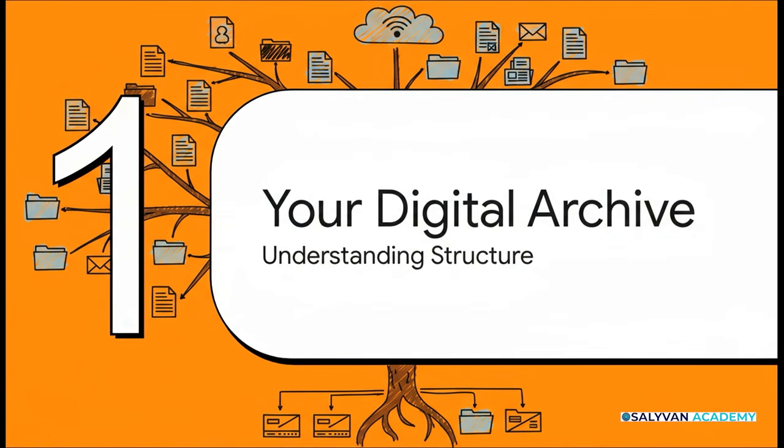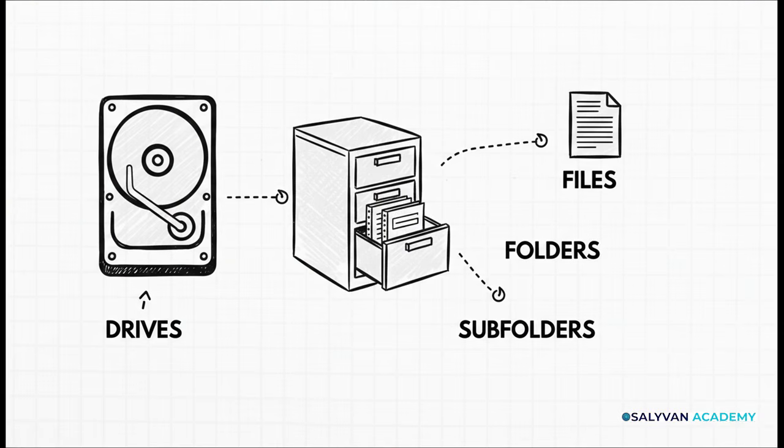Okay, first up, let's really get a handle on the structure of this digital archive. It's all built on what we call a hierarchy. Now, I know hierarchy sounds kind of fancy and complicated, but it's not. It's really just like a tree. You've got the main trunk, which splits off into big branches, and those branches split into smaller and smaller ones. And this is a perfect way to picture it.